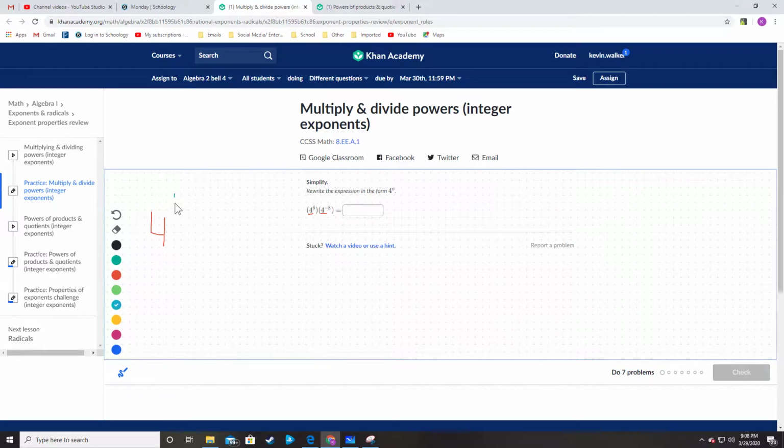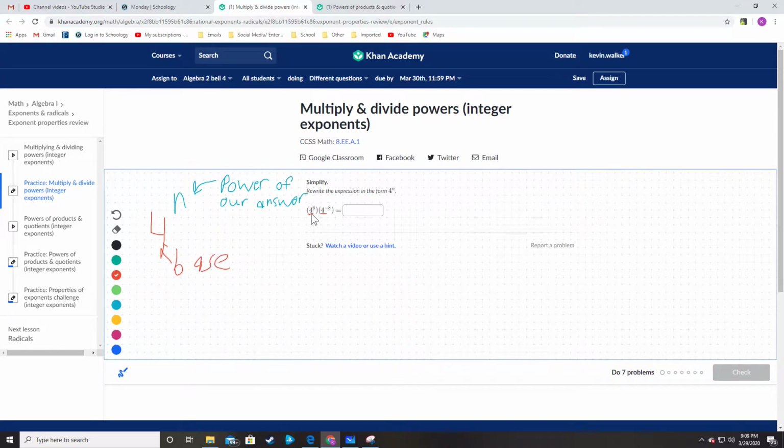N is the answer that we get when we take 6 and negative 8 and add those together. So N is the power of the answer. And then 4, that is your base.